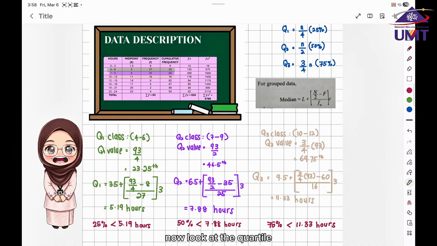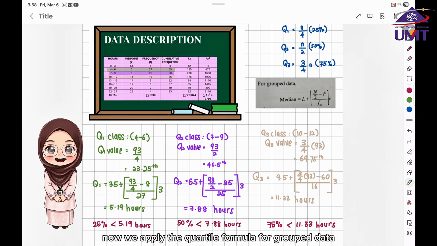Now look at the quartile Q1, which represents 25% of the data. To find its position, we use the formula Q1 equals n divided by 4. N equals 93. After dividing, we get the 23.25 value in the data set. The 23.25 value falls inside the 4 to 6 hours, so this is the Q1 class.